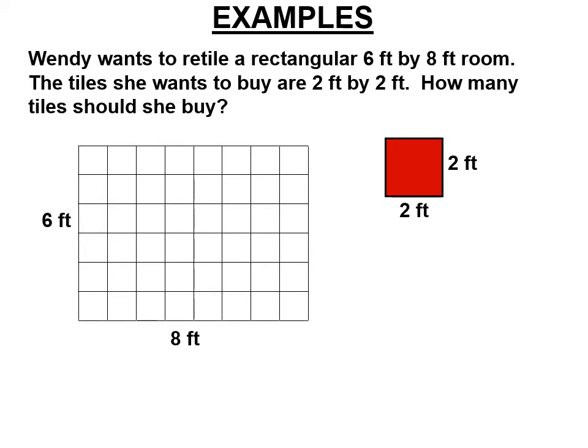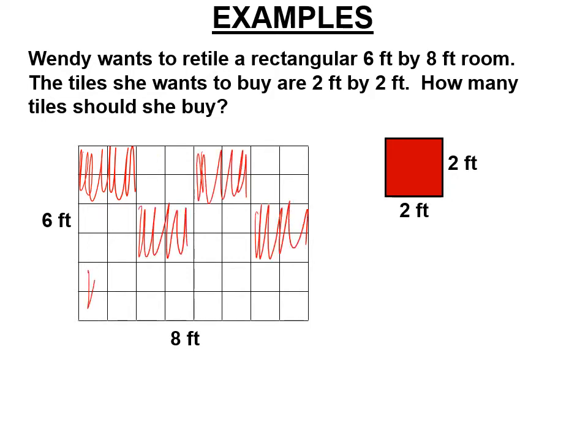Wendy wants to retile a rectangular 6 by 8 room. The tiles she wants to buy are 2 feet by 2 feet. How many tiles should she buy? So we could literally draw these in, right? There's one. Right there. Let's do it in sort of a checkerboard pattern here, right? So here are the tiles, right? And you'd put them in. It's 1, 2, 3 tiles by 4 tiles. So 3 by 4, she should buy exactly 12 tiles. We can see it there.